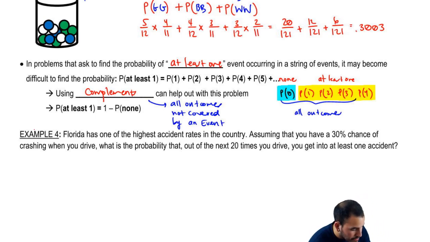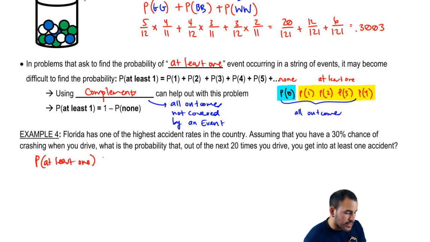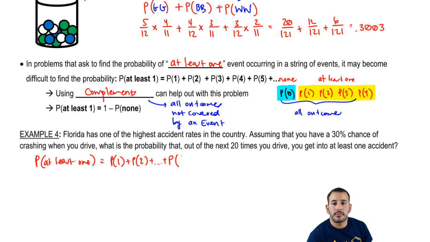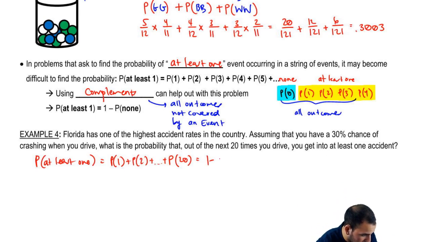So the probability of at least one accident, what we'd have to do is the probability of getting one accident plus the probability of 2 accidents plus, and we'd have to go all the way up to what? At least one, you're going to have 1, and all the way at a maximum of how many? You're driving 20 times, so the most accidents you can get into in 20 times is 20 accidents, right? We can go ahead and find probabilities associated with each of those and add it all up. It's going to take us forever though, right? So let's go ahead and apply this complement rule. So the probability of at least 1 is also just 1 minus the probability of getting no accidents, right?